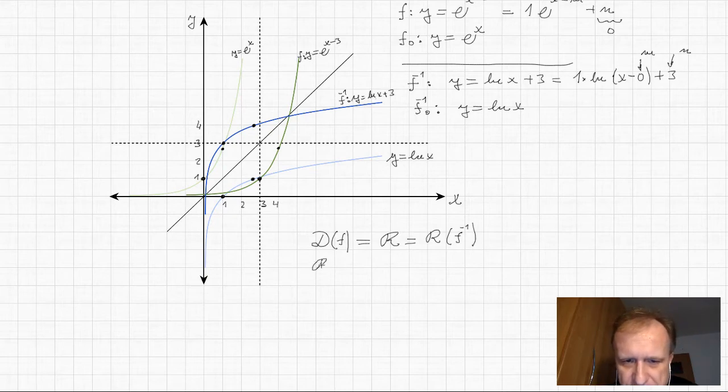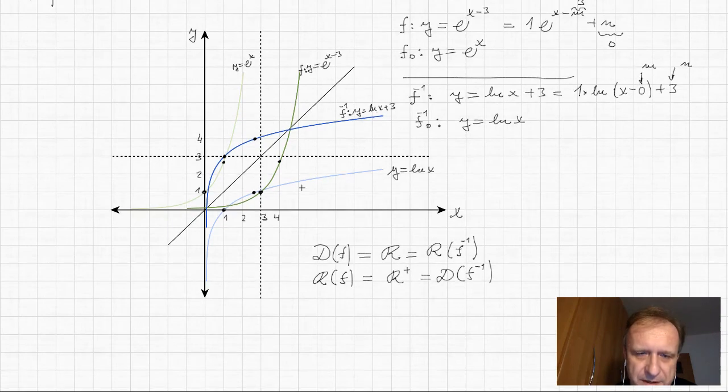As for the range of the original function f, you can see that the original function, the green one, takes on only positive y values. So we would say that it's R plus, the set of all real numbers which are greater than 0. And you can see that this is also the domain of the inverse logarithmic function. So the inverse logarithmic function has a domain consisting only of positive real numbers. Okay, so that is it for the domain and the range of both functions.